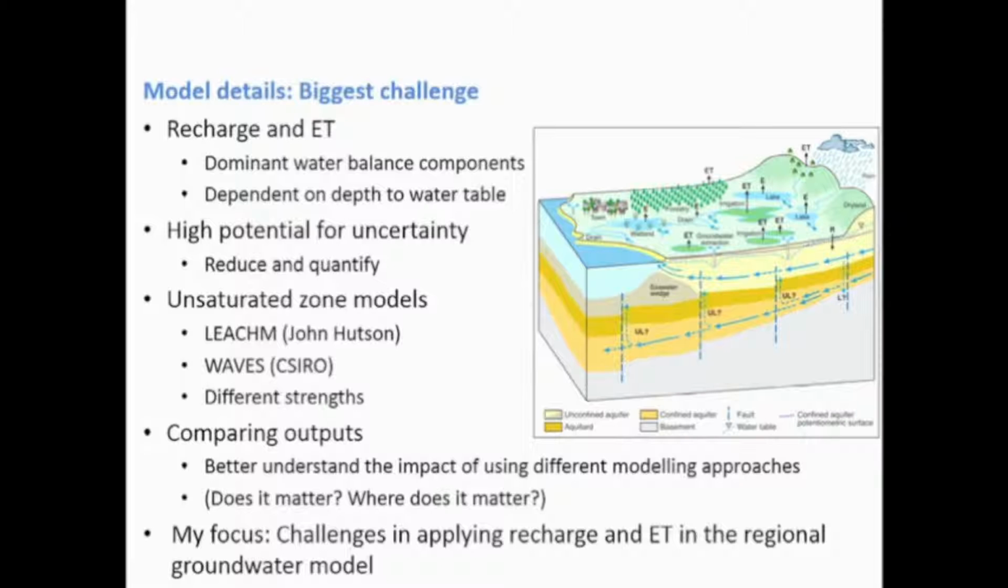Unsaturated zone models have been built to model recharge. This has been done using both Leacham and WAVES. They have different strengths. Leacham is good at modelling irrigation, WAVES at plant water use. By comparing the outputs of these different models, we're better able to understand the impact of using different modelling packages. My focus specifically has been on the challenges in applying recharge and ET within a regional scale groundwater model. And that's what I'll be talking on now.